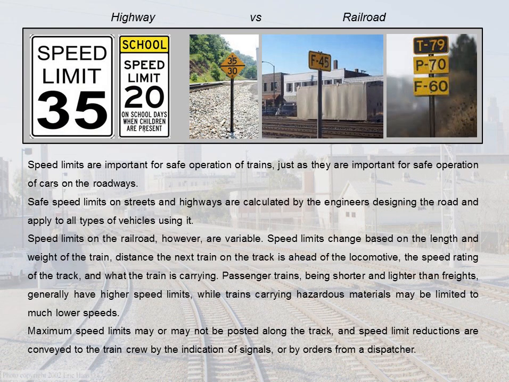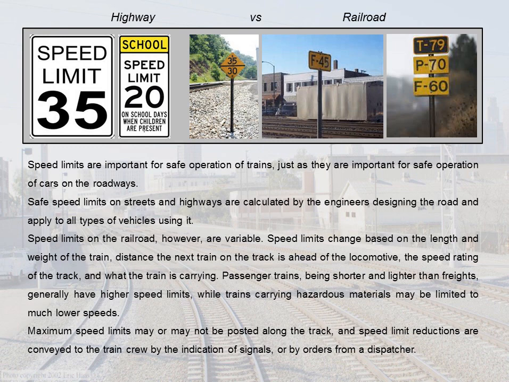Speed limits are important for safe operation of trains, just as they are important for safe operation of cars on the roadways. Safe speed limits on streets and highways are calculated by the engineers designing the road and apply to all types of vehicles using it. Speed limits on the railroad, however, are variable. Speed limits change based on the length and weight of the train, distance the next train on the track is ahead of the locomotive, the speed rating of the track, and what the train is carrying.